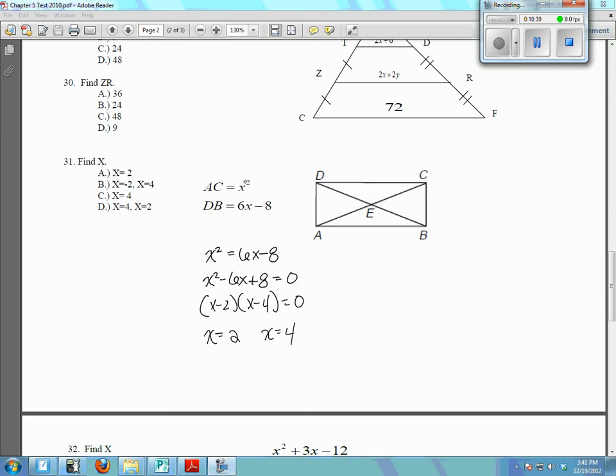If I try either of these values, 2 squared will give me positive 4. 4 squared will give me positive 16. So both values work for that segment. 2 times 6 is 12 minus 8 is 4. So 2 works for this one. And then 4 times 6 is 24 minus 8 is 16. So both those are positive values for that one. So D works. Okay, both answers are solutions.